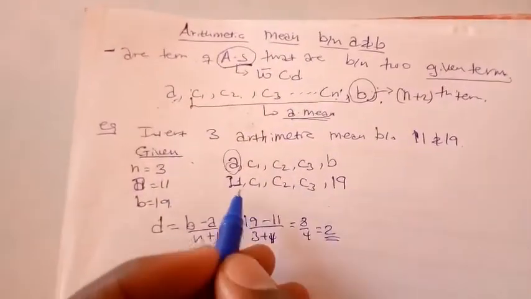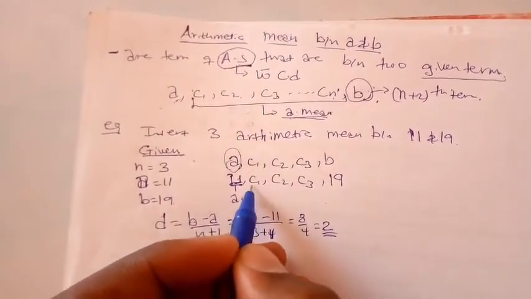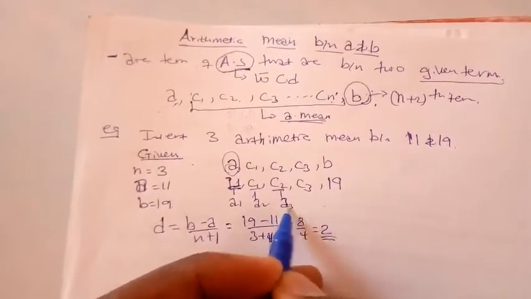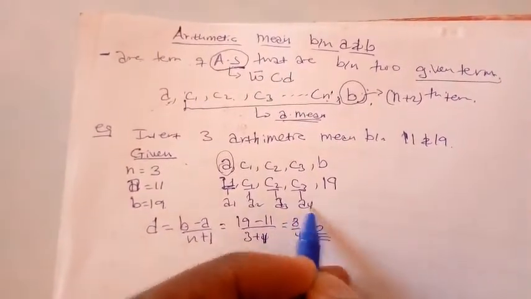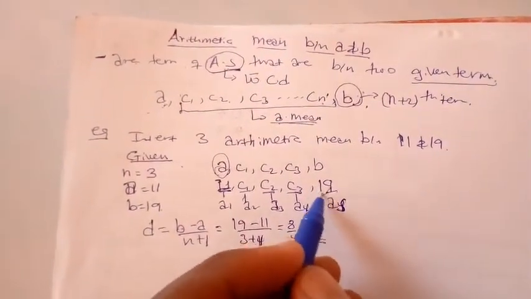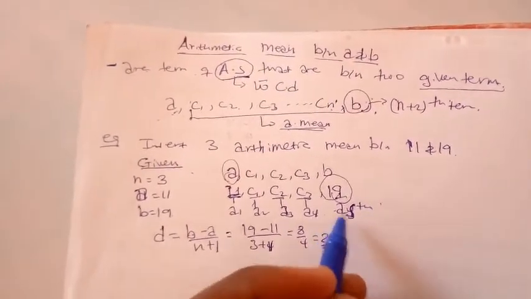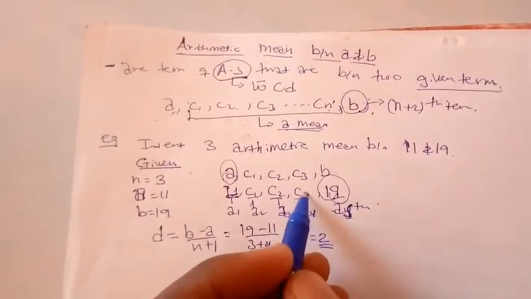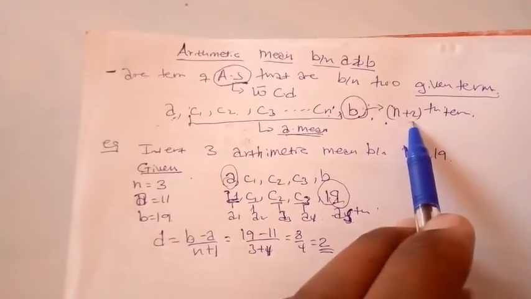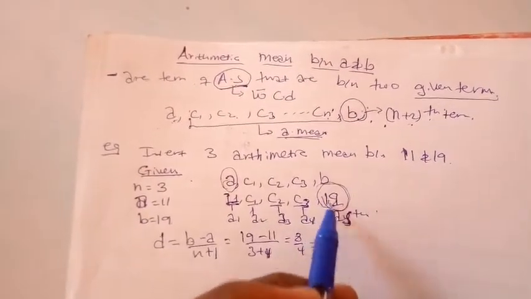Then 11 means that is the first term, that is a1. c1 means the second term, a2. c3 means the third term, a3. Then a4, and finally a5. Look now, 19 is the fifth term or a5. That means the value of n is 3, then 3 plus 2, that is 5. So fifth term is called b or 19.